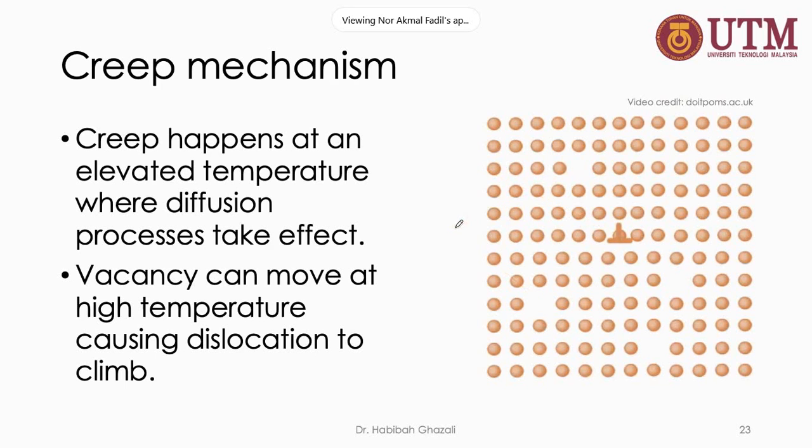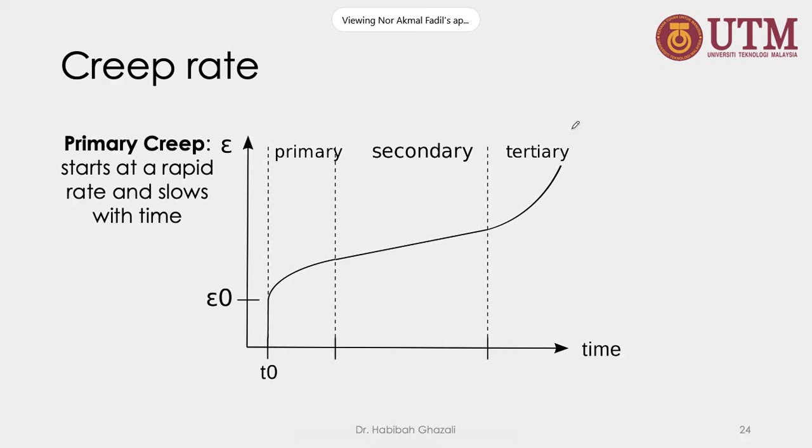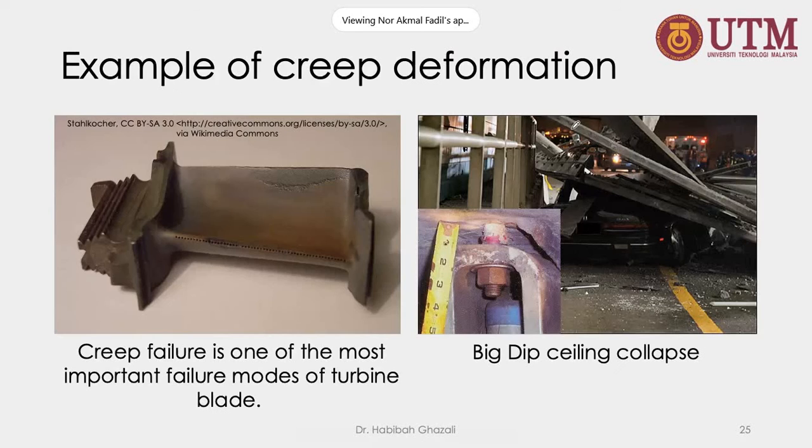Okay, vacancies will be produced at high temperature because the atomic bonding is weakened, and when there are more vacancies, the slip will climb effortlessly. Okay, primary creep behavior, it increases slowly, and then constant, and then a very sharp increase in the strain over time. Okay, secondary creep, uniform rate, tertiary, accelerated, and terminates immediately.